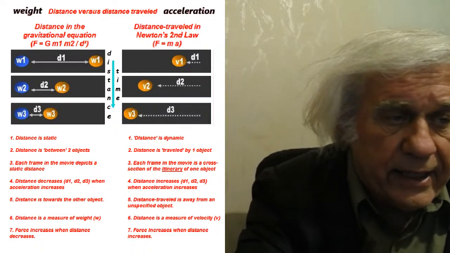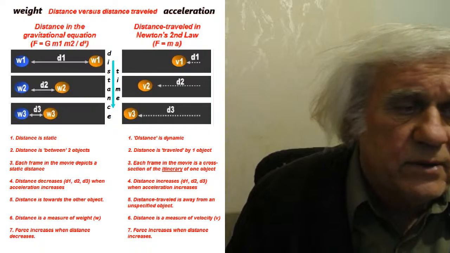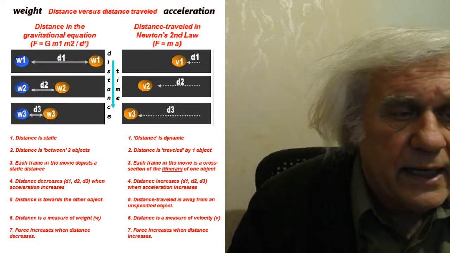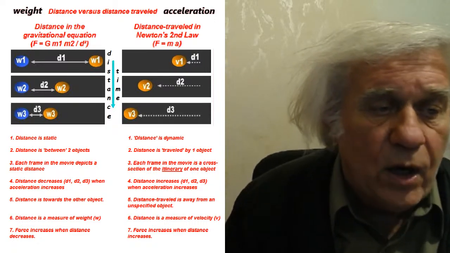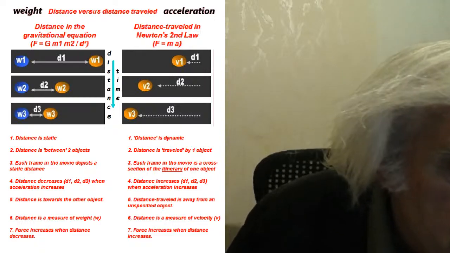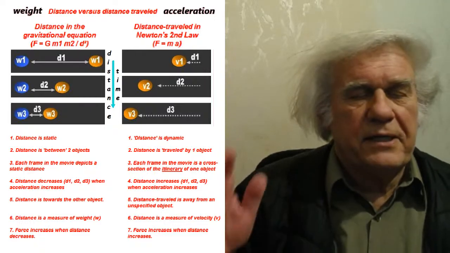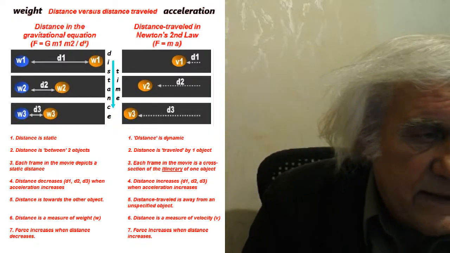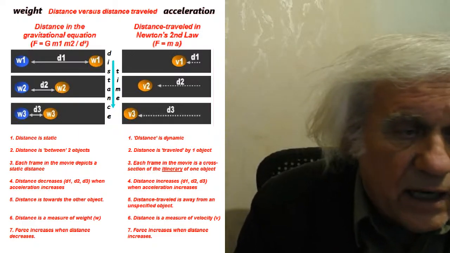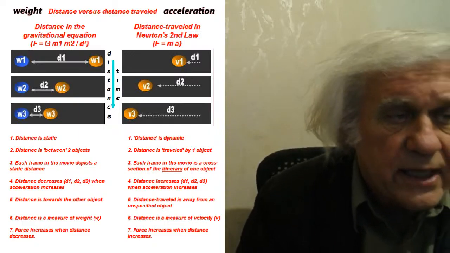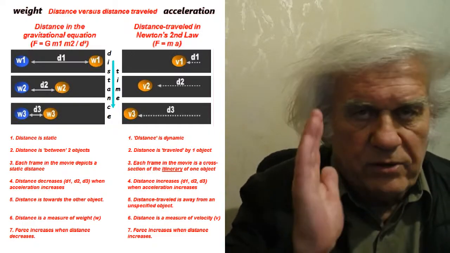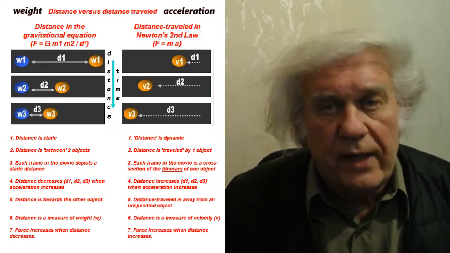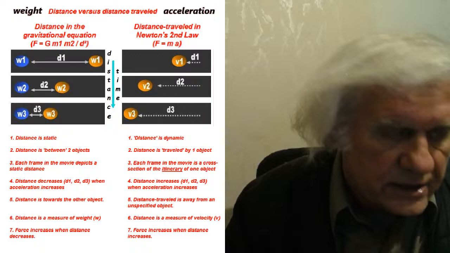Okay, and then here you have distance decreases, d1, d2, d3, when acceleration increases. Okay, and the other one's in reverse. Distance increases when acceleration increases. One case it increases, and the other one decreases. Okay, the other one, the next one there, distance is towards the other object, distance is away from an unspecified object. And that's, again, when they move. But again, we're talking about static distances in the case on the left. But if you put several of these frames, then 4, 5, and 6, and 7 apply.